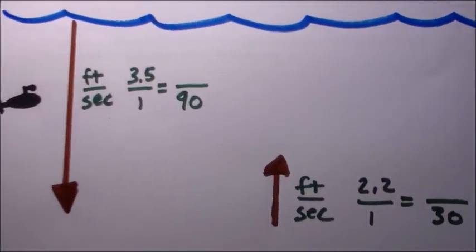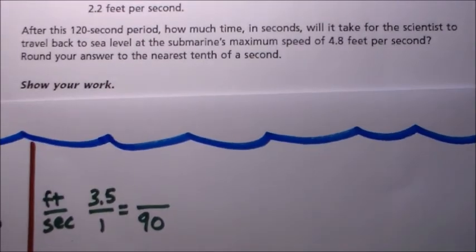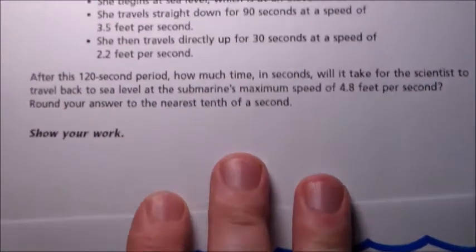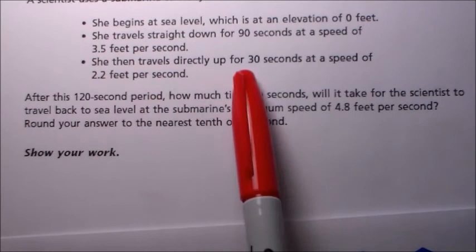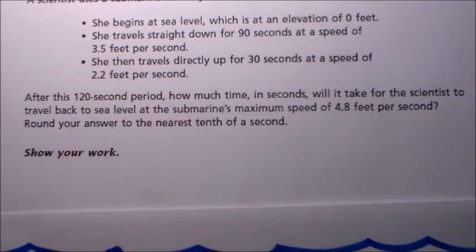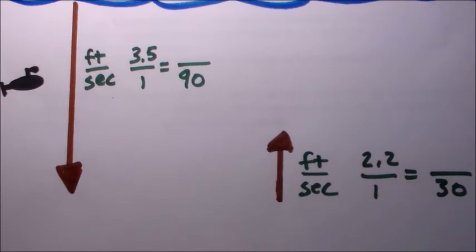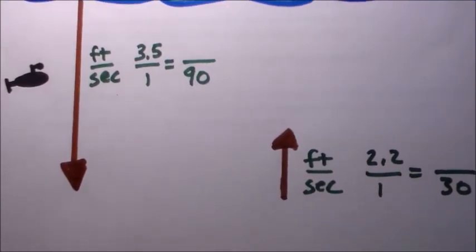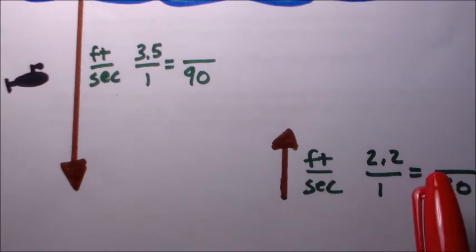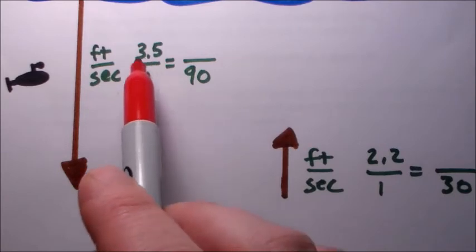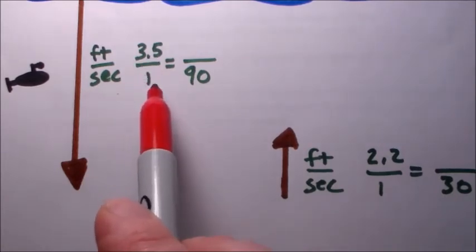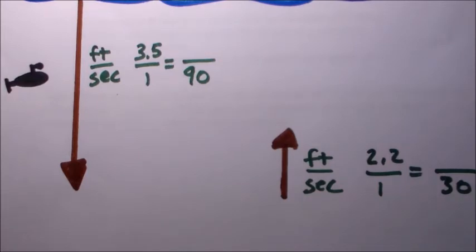All right, so there we go. 3.5 feet per second for 90 seconds down, then up for 30 seconds at 2.2 feet per second. So what are we doing here? We are going to cross multiply to find out if you go down at 3.5 feet per second, how far you go down after 90 seconds if you travel at that rate.